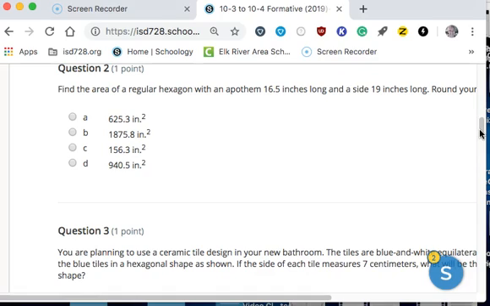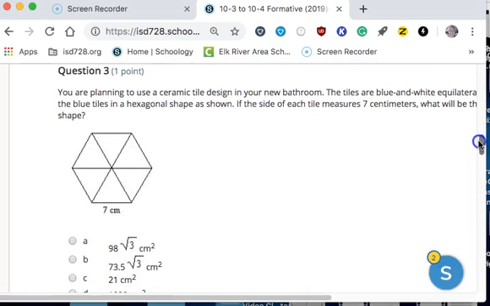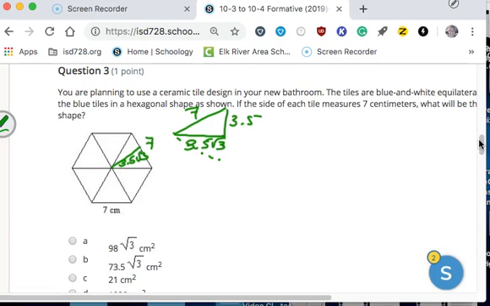In problem 3, I have 6 equilateral triangles put together. You're planning to use a ceramic tile design of your own in the bathroom. The tiles are blue and white equilateral triangles, and the blue tiles in a hexagonal shape is shown. The side of each tile is 7 centimeters. What will the final area be? Well, I've got 7, and in order to get my apothem, I get 3.5 square root of 3, because that's a 30-60-90 triangle setup. And that makes this 3.5, and that's this 3.5 square root of 3, and that makes that 7. And remember, the other part of the triangle is right there.